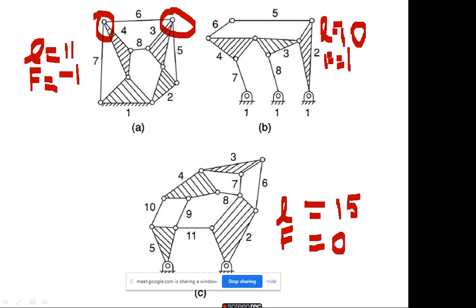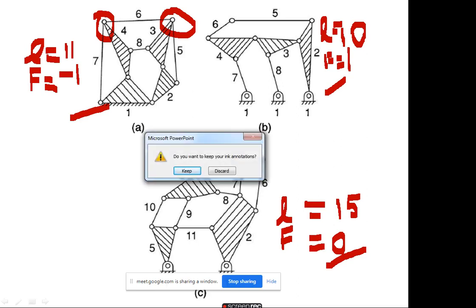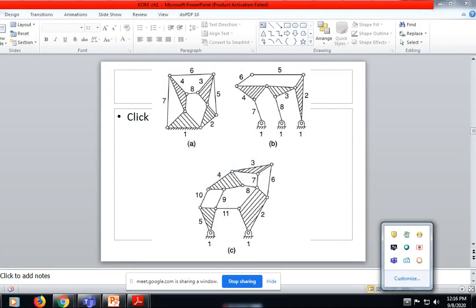Okay. So the first figure is a superstructure, and this third figure is completely a structure. And this one has a motion of one, with one input, degree of freedom 1. Okay, so like this you can solve the problems. Okay, so I'll just stop over here.